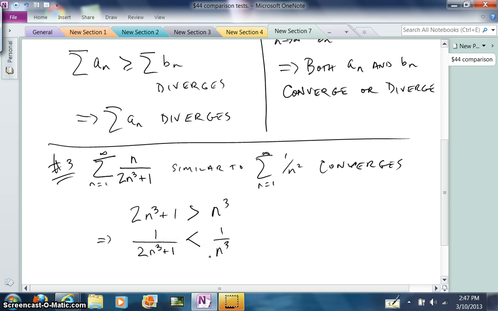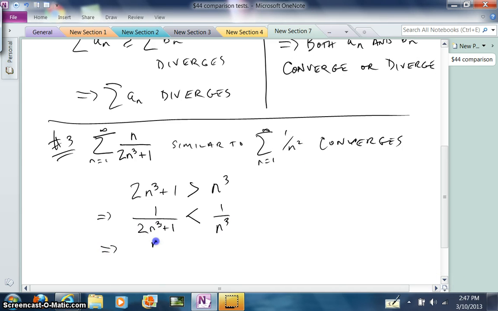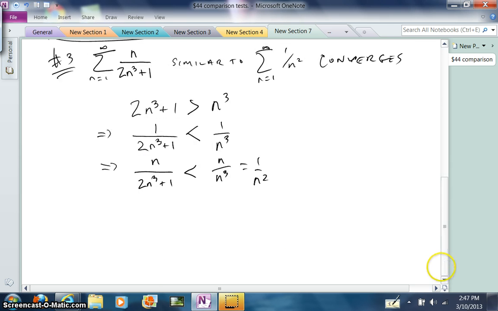That's not really what I want. I want this to be less than 1 over n squared, but I can easily multiply both sides by n now. I'm multiplying by a positive number, so I don't have to worry about that sign changing. So now I get n over n cubed, which is 1 over n squared. So now I've shown that the thing I'm interested in is less than 1 over n squared. The next step, you can just put the sigma in.